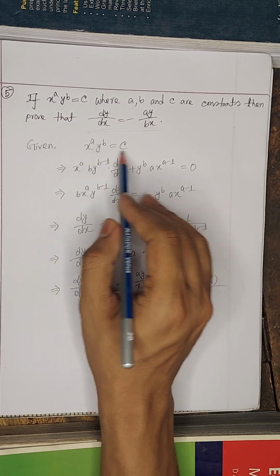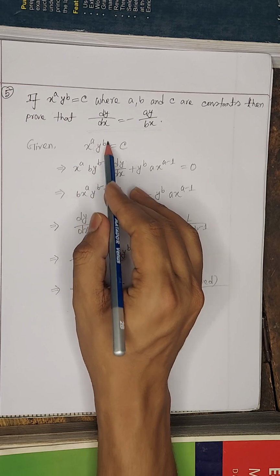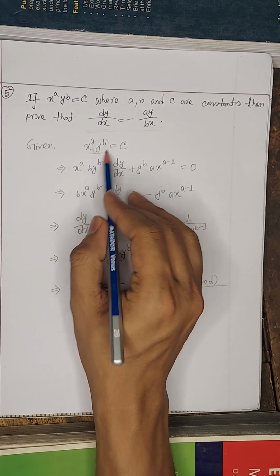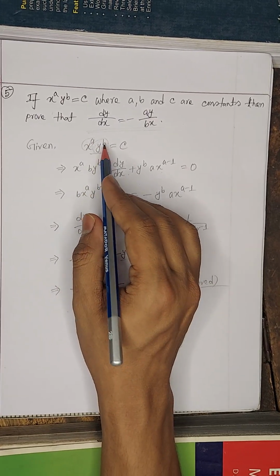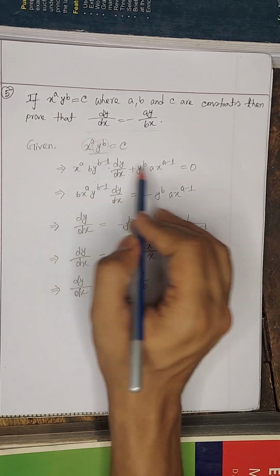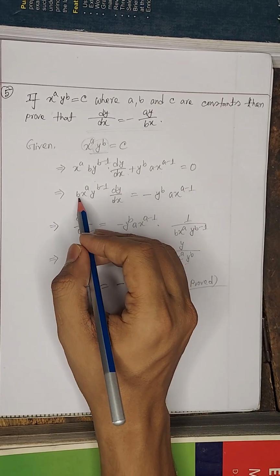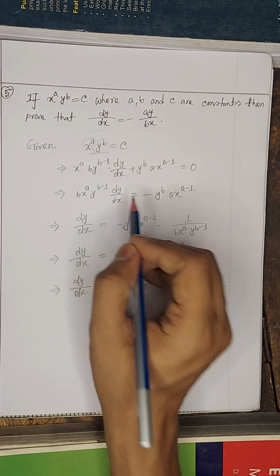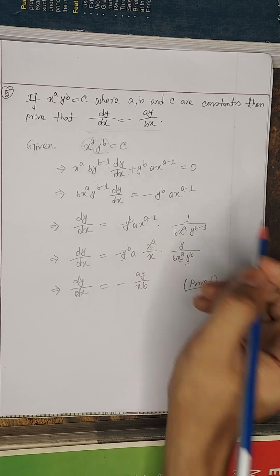And similarly, this is in uv form, right? First we have to differentiate v, then we have to differentiate u. So first we differentiate this term, plus again we differentiate this term, right? So first we differentiate y to the power b, plus y to the power b times the derivative of x to the power a, which is a x to the power a minus 1. Now it becomes b x to the power a y to the power b minus 1 dy/dx equal to minus y to the power b a x to the power a minus 1.